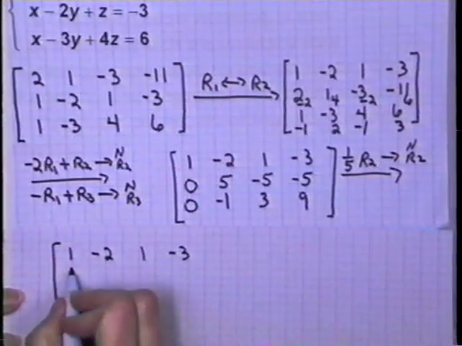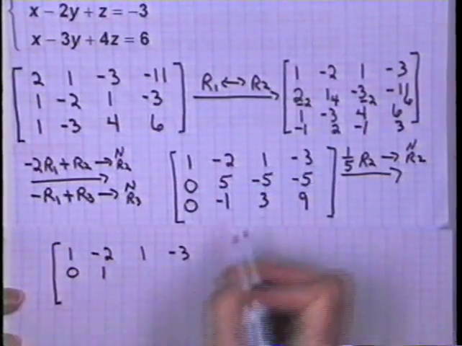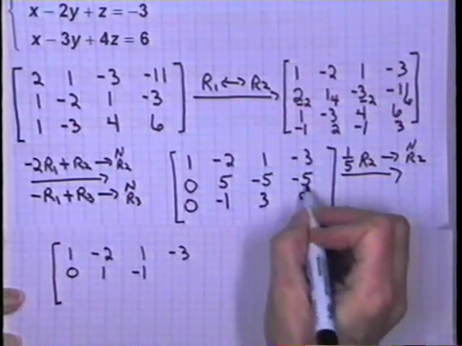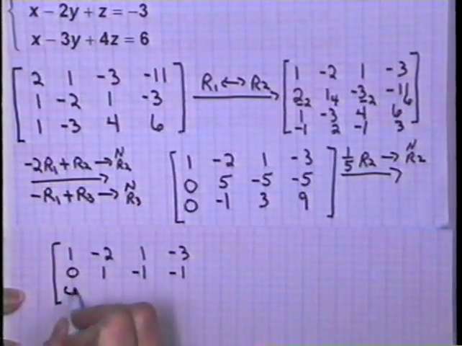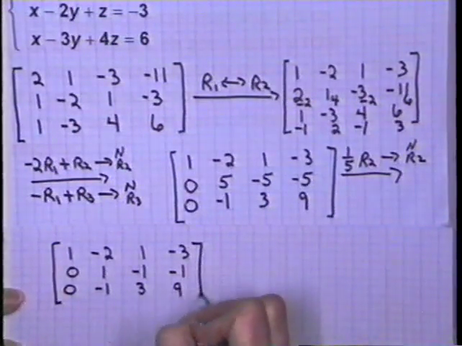So 1/5 times 0 is 0. 1/5 times 5 is 1. 1/5 times negative 5 is negative 1. 1/5 times negative 5 is negative 1. And then I'm going to recopy this third row down here. Okay?